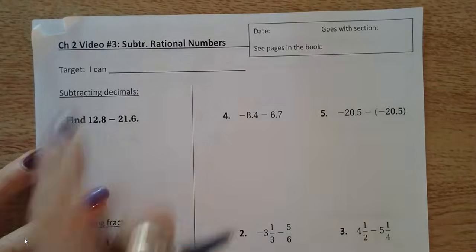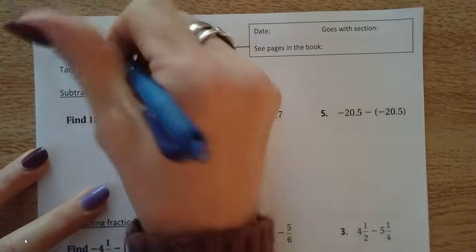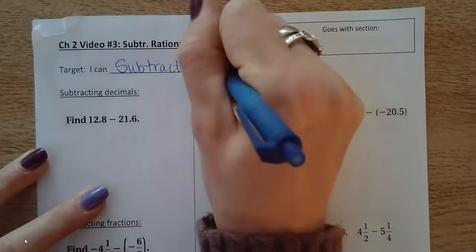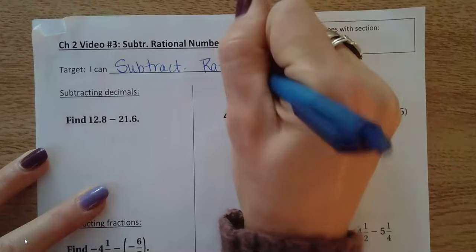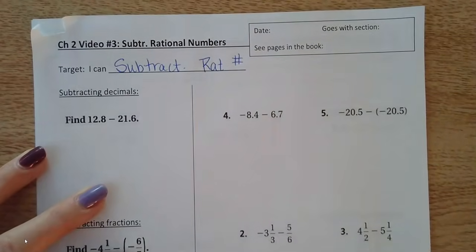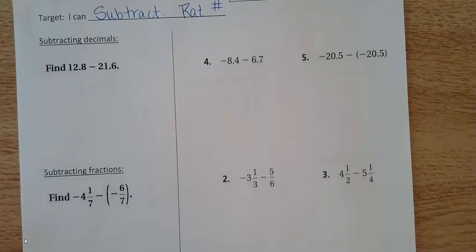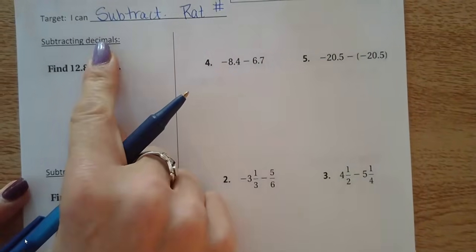Video 3. So now we're subtracting rational numbers, so that is our target. And we still know rational numbers includes fractions and decimals with negatives mixed in. Okay. So let's review one where we're subtracting decimals.